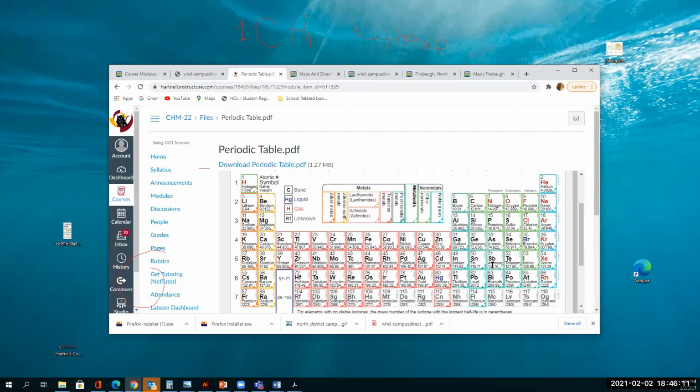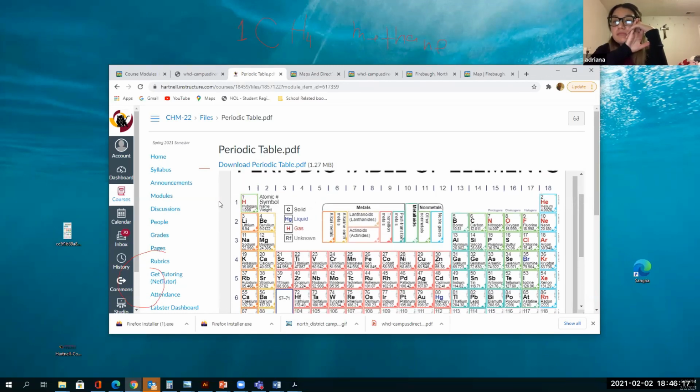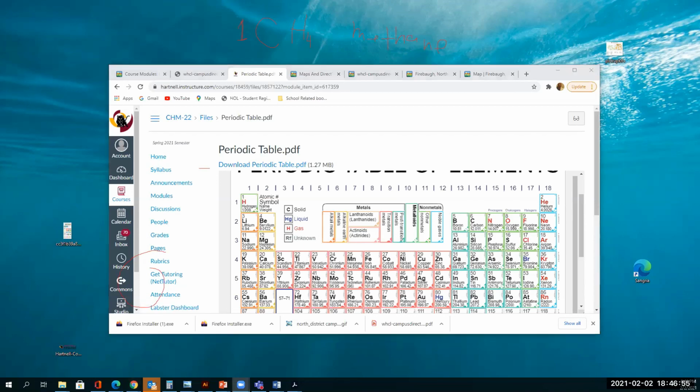Can you guys see the periodic table there? Yes. Okay, good. So this is the periodic table. Here on the periodic table, the letter represents the symbol for that particular element. So H, hydrogen. The number at the very top is the atomic number, and the atomic number represents the number of protons. So an atom is composed of protons, electrons, and neutrons. Protons are positive, electrons are negative, and neutrons are neutral.